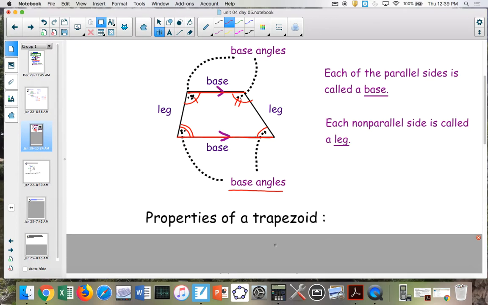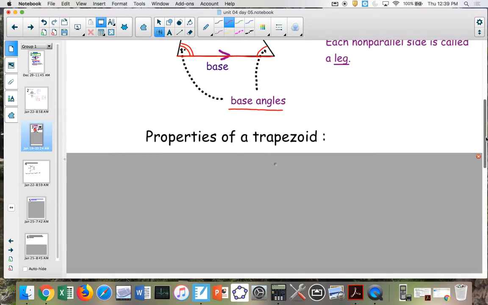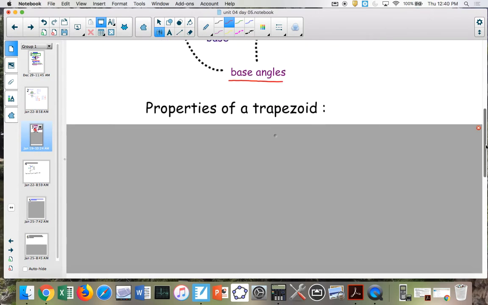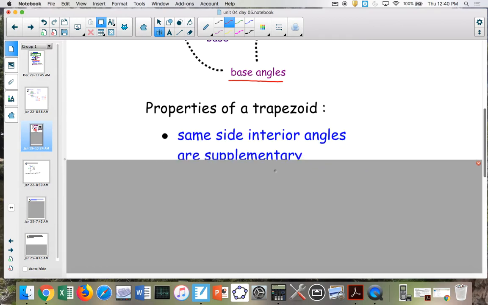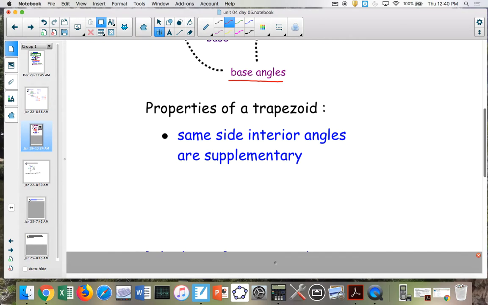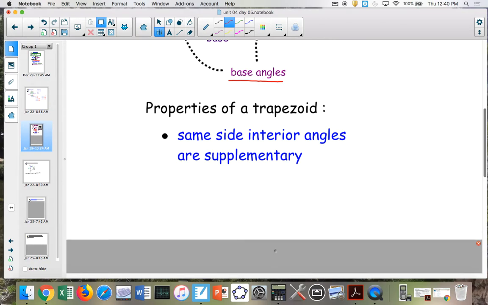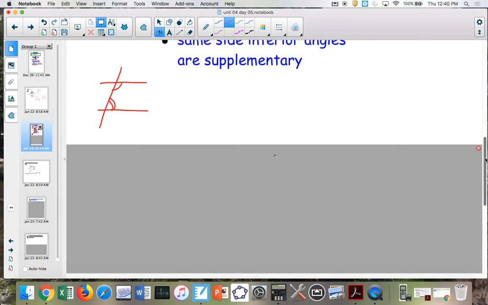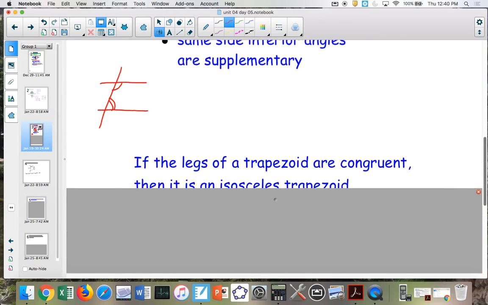So what are the properties of a trapezoid? Well, it's not very interesting, to be honest with you. The only thing we have is that the same side interior angles are supplementary. But we already knew that with parallel lines. We know that this angle and this angle add up to 180. So they're not very interesting, and you don't see a lot of problems dealing with just a regular trapezoid.